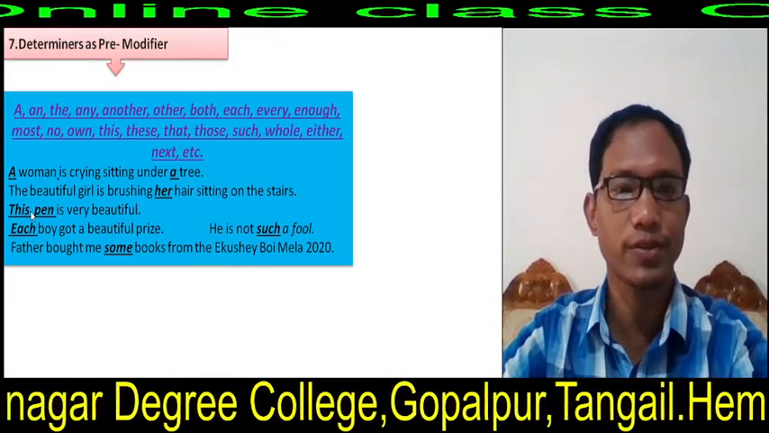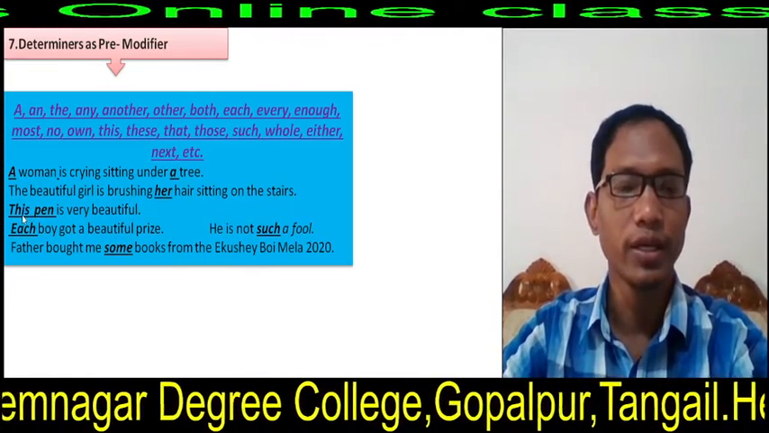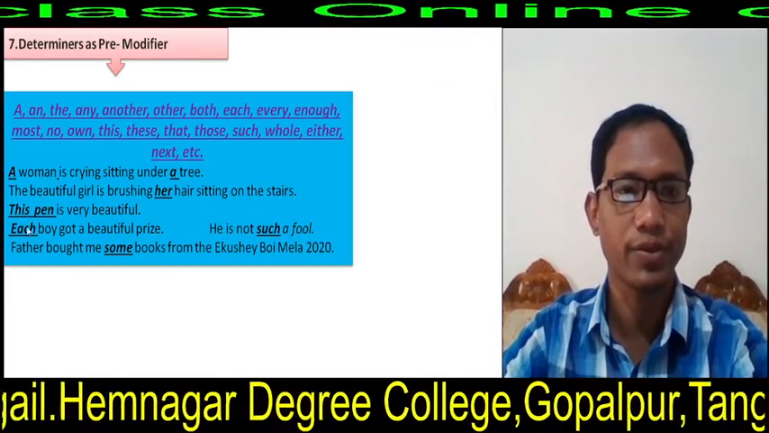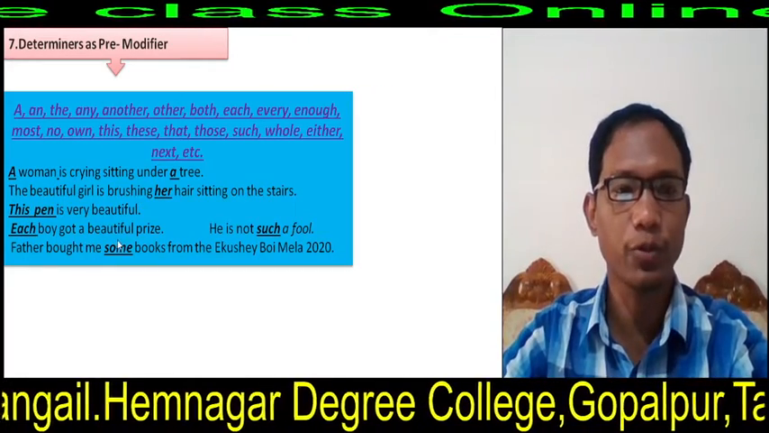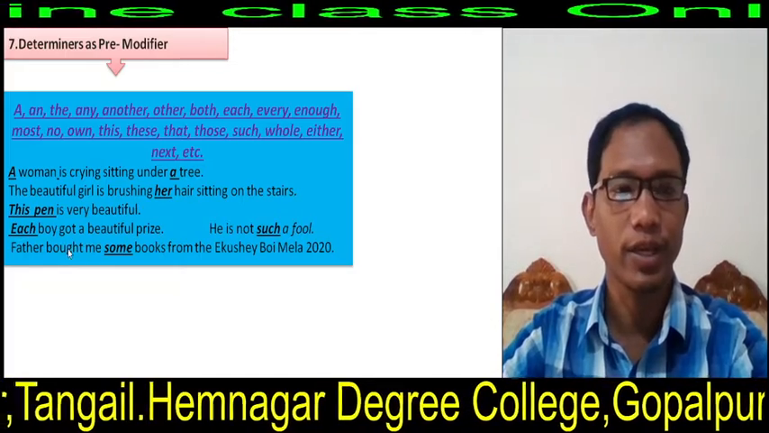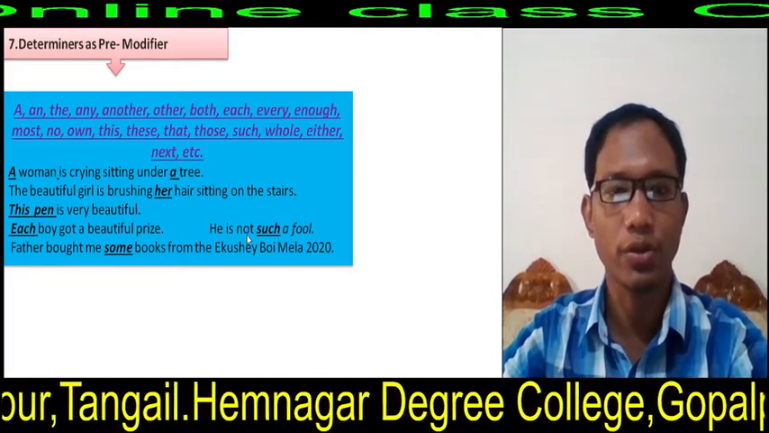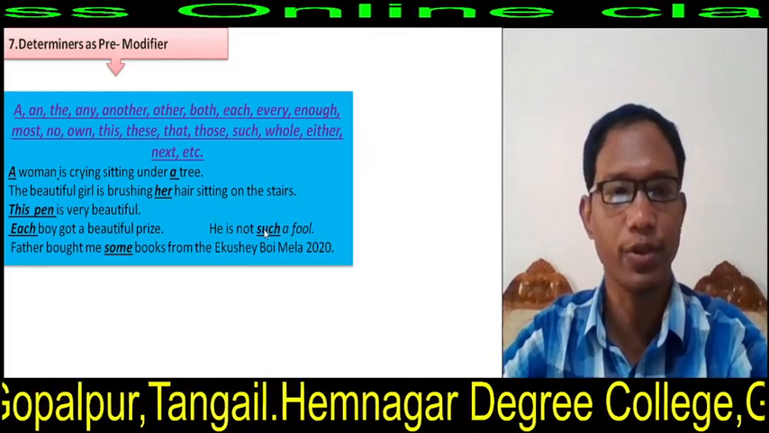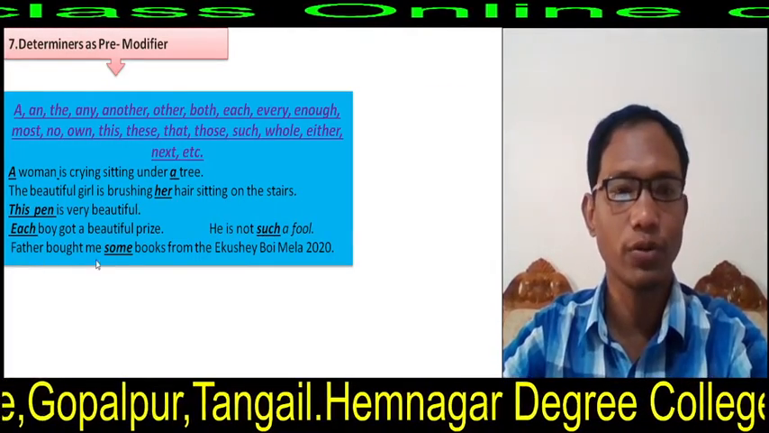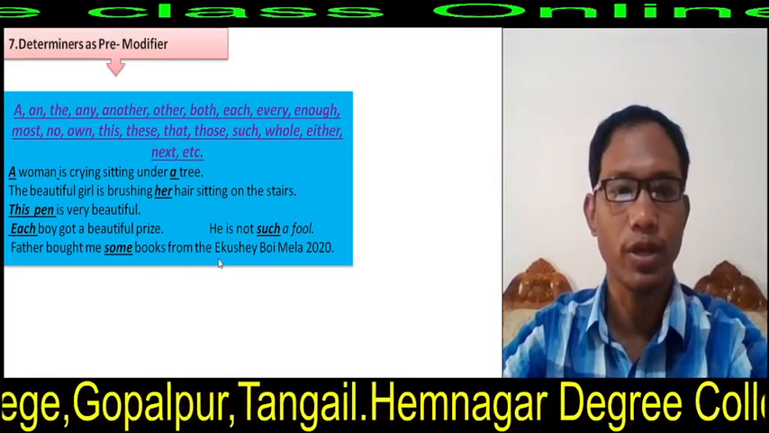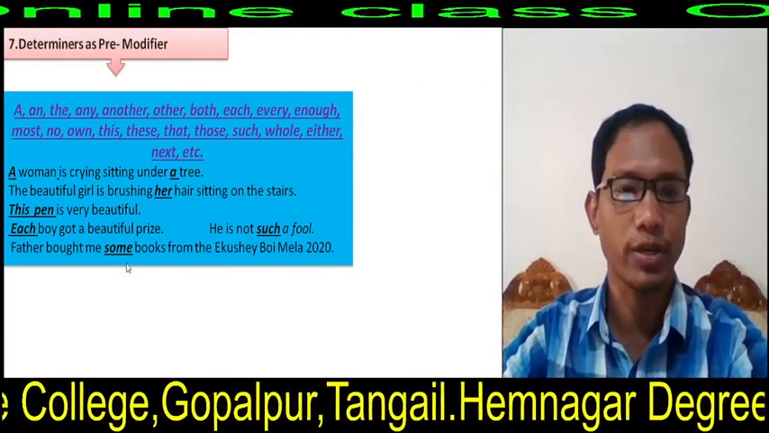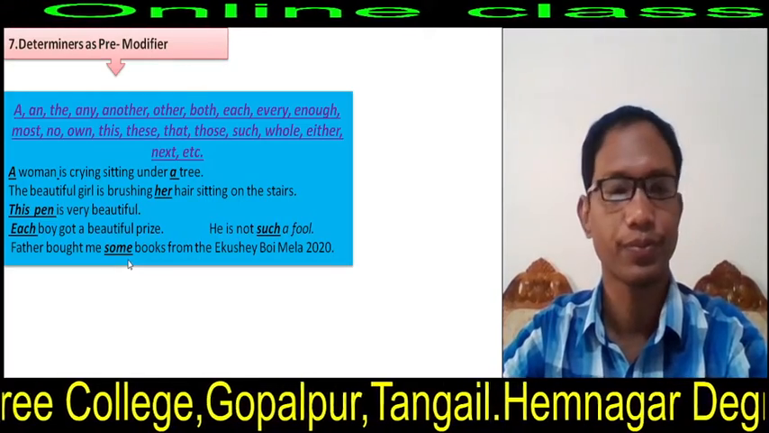The span is very beautiful. Here this is a pre-modifier as a determiner. Each boy got a beautiful prize. Here each is a determiner. He is not such a fool. Such here is a pre-modifier. Father bought me some books from HSC Boimela 2020. Here some is a determiner.